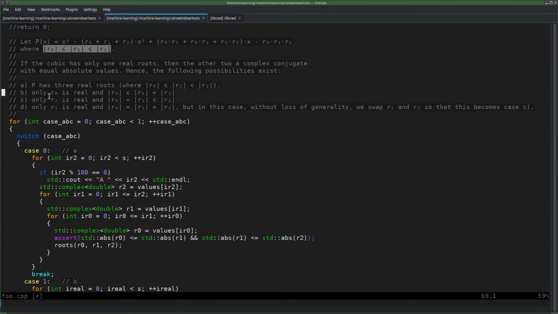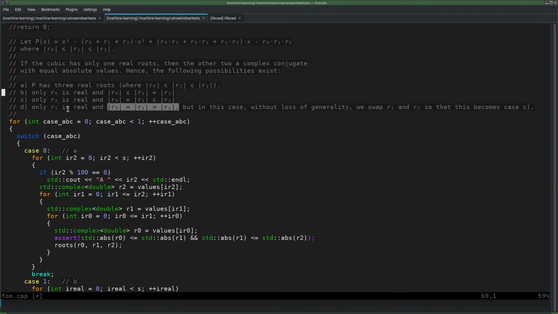Okay, so let's see, we have here, yep, so if only R0 is real, then the other two are complex and they must be complex conjugates, which means that their absolute value is equal. And R0 is less though, then we have automatically this equation, while if R2 is real, then the other two must be equal. And so then it must look like this. These two are equal and then R2 is larger.